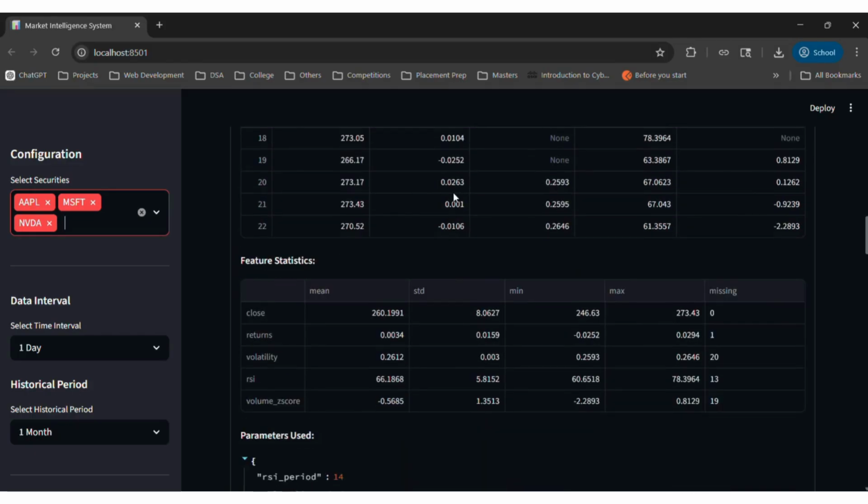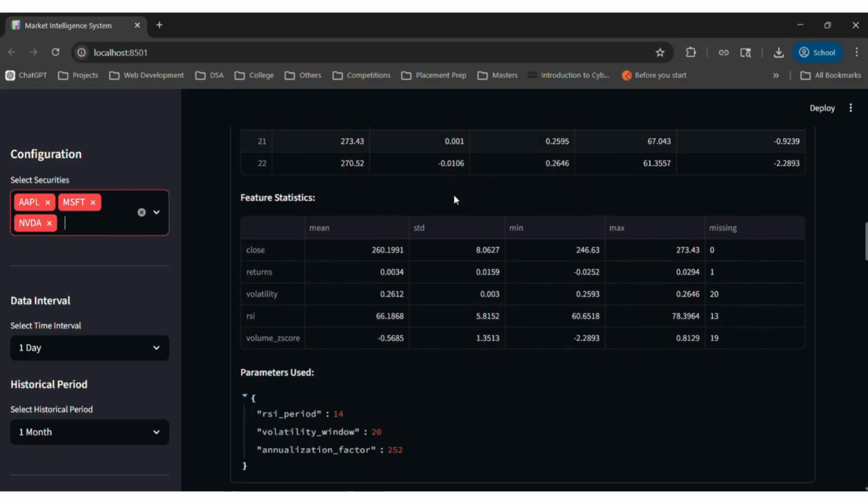Why these features were chosen? Each feature represents a different dimension of the market. The returns represent direction, volatility, risk, RSI, momentum, volume Z score, anomalies. Together, they create a multidimensional view of the market, which is far more powerful than using a single indicator.